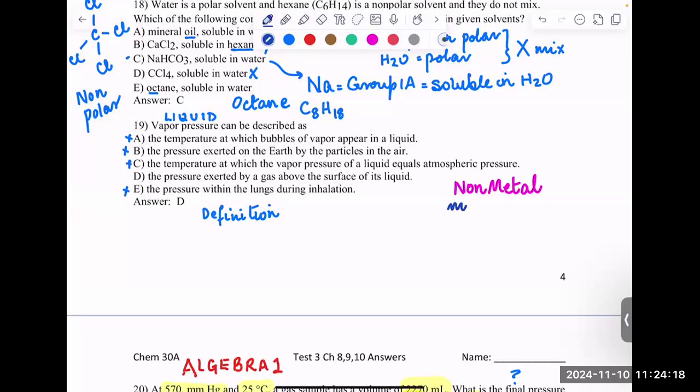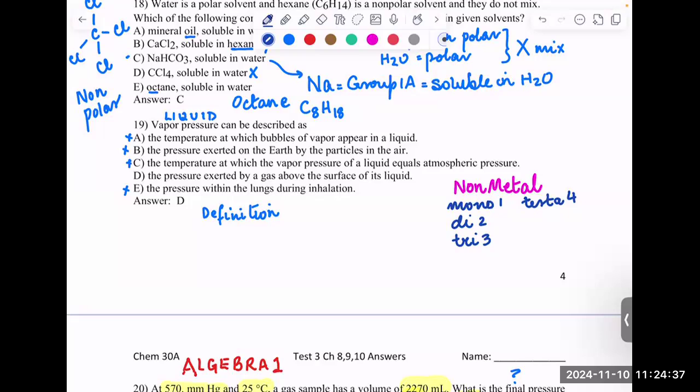So mono will be 1. That same terminology applies here also. Di is 2, tri is 3, and what's the other one? Tetra. Tetra is 4. Penta is 5, so pentane. Hexa is 6, hexane. And then hepta is 7.